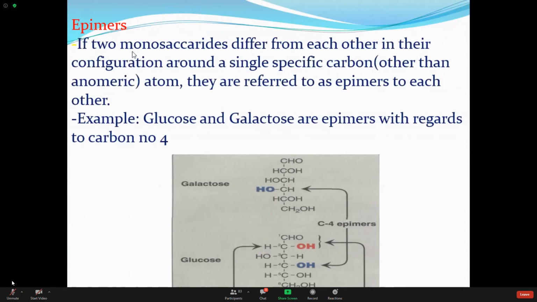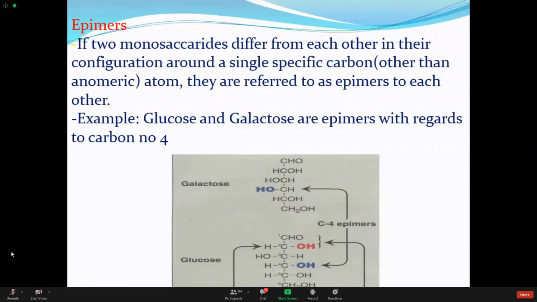So if two monosaccharides differ from each other in their configuration around a single specific carbon, other than the anomeric carbon, so what is this anomeric atom? I will come to it in the next slide. Then they are referred to as epimers. So you can see the orientation or arrangement of OH and H in respect to carbon atoms is differing only in reference to one carbon atom. That's why it is called an epimer.